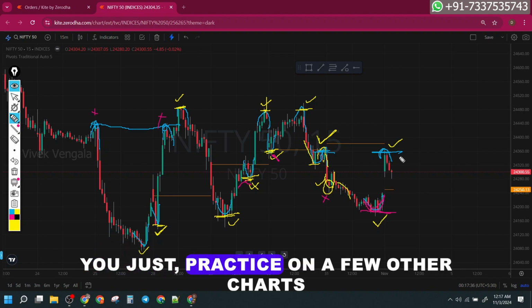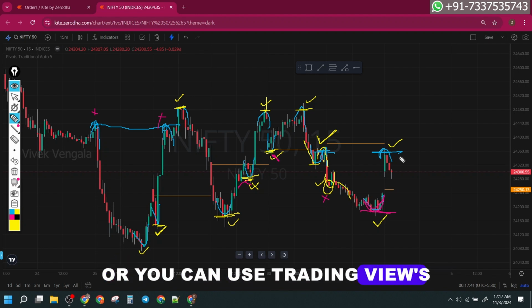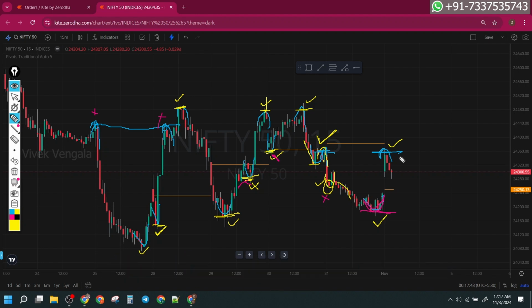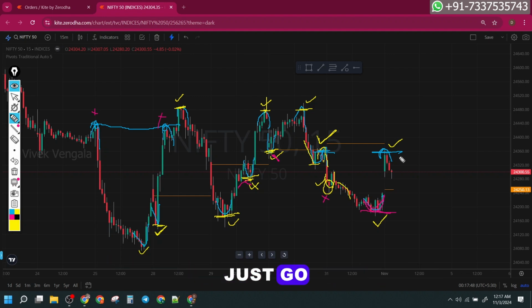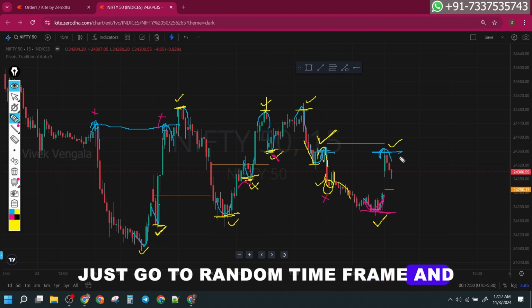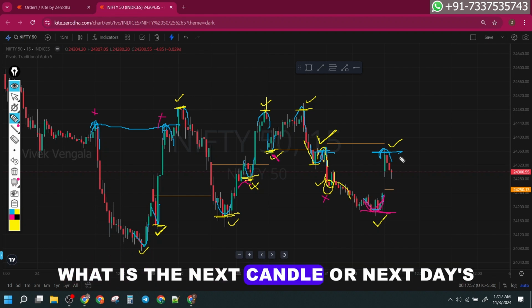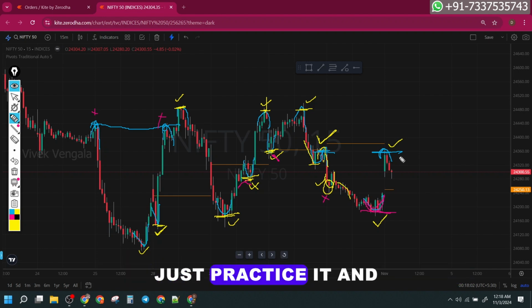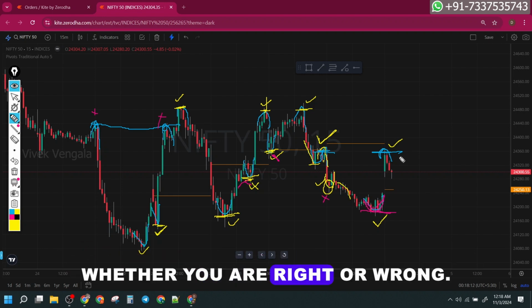You just practice on a few other charts, or you can use a replay feature, and practice without knowing what the next bar is. Just go to a random time frame and practice without knowing the chart, the next candle or next day's chart pattern. Just practice it and see the outcome. Note it down on paper or mark it on the chart and see whether you are right or wrong.